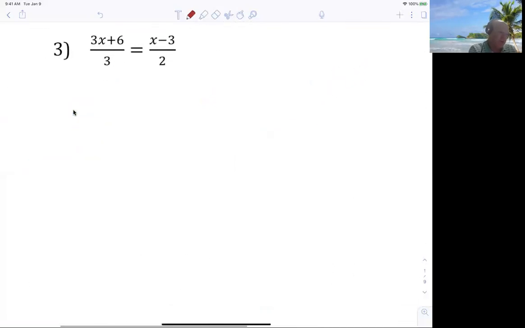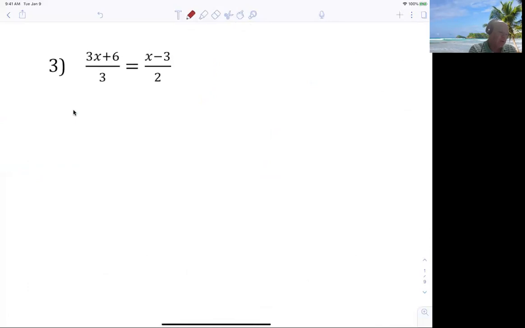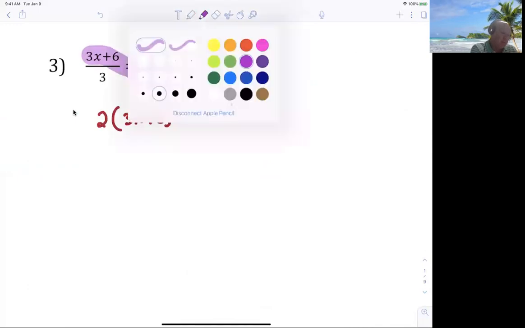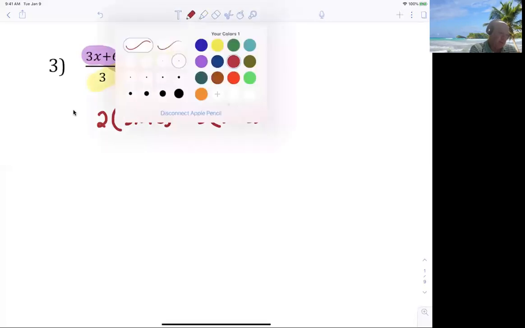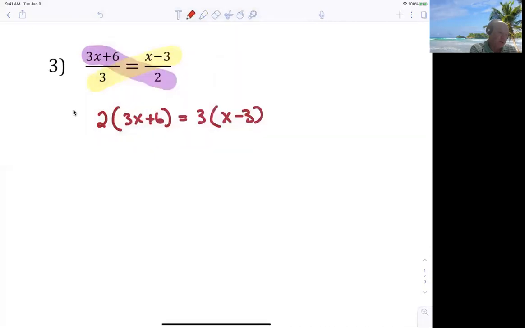Number 3, we have a proportion. So we cross multiply. So the first thing we're doing is multiplying these two things together. So that's 2 parentheses 3x plus 6. And now I'm cross multiplying this way. All right. And that would be equal to 3 times x minus 3. After you cross multiply, now what we're going to do is distribute. Distribute the 2, distribute the 3.